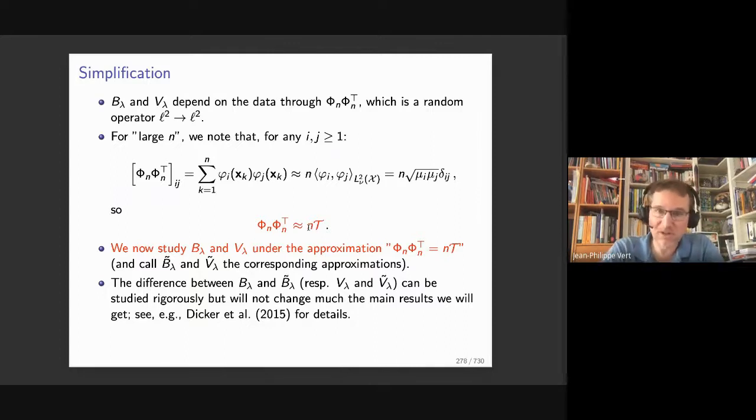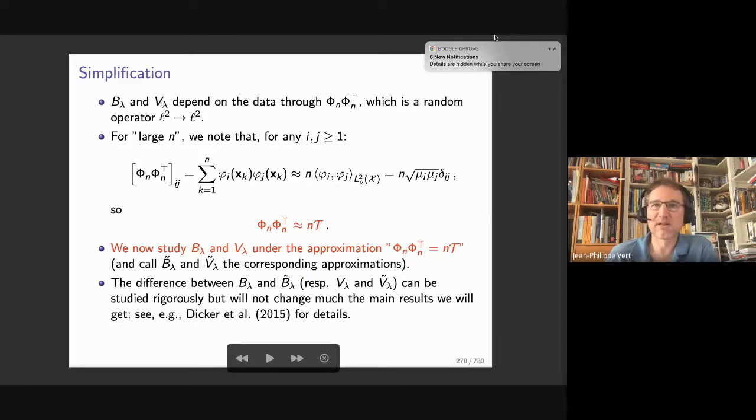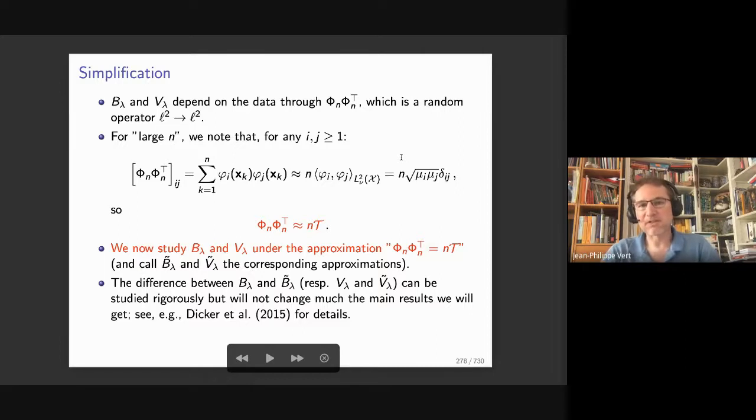Right, so it's not exactly equal to that. It's just a diagonal matrix plus some fluctuation. And in the rest of the proof, we will just assume that phi n transpose phi n is not random, but it's exactly equal to its expectation nt. Right, so to remember that we made this approximation, I will call b tilde lambda and v tilde lambda the bias and variance when we made this assumption.